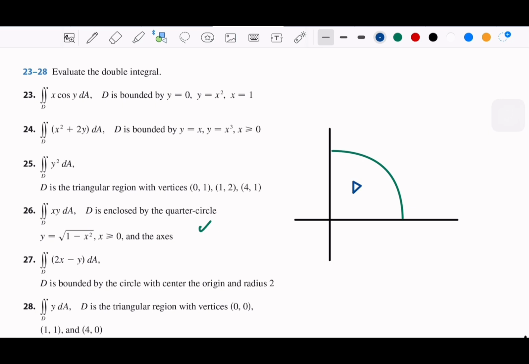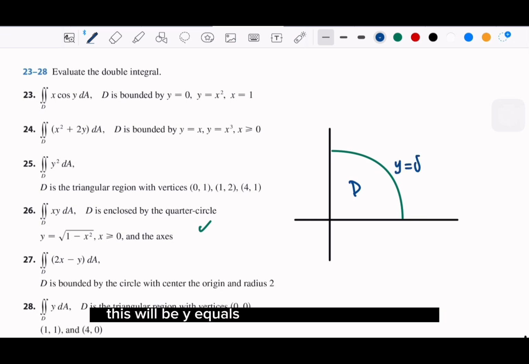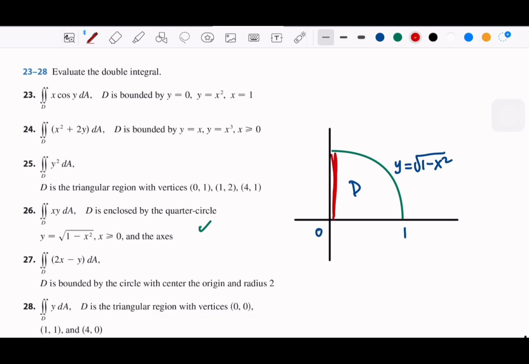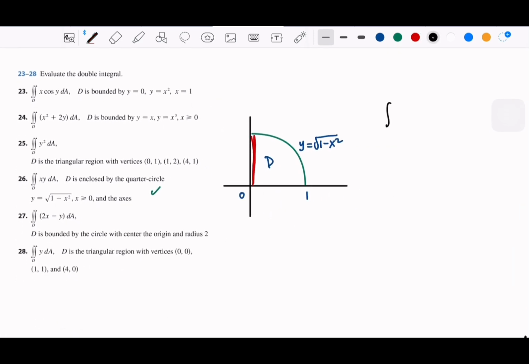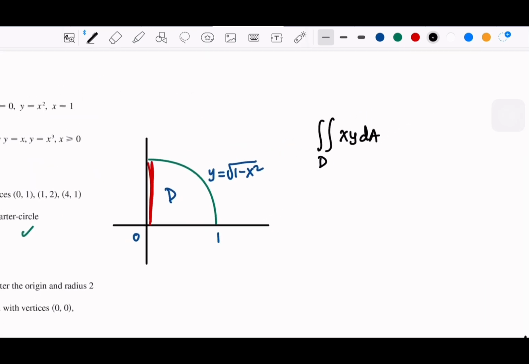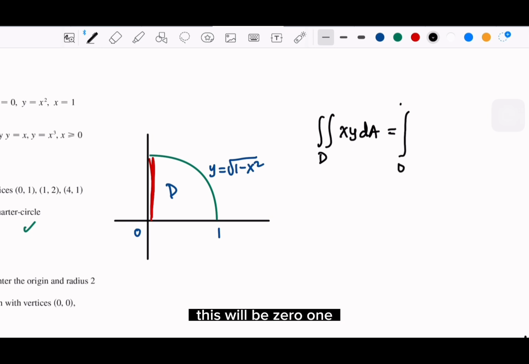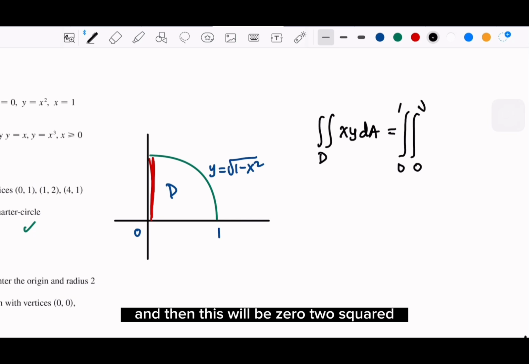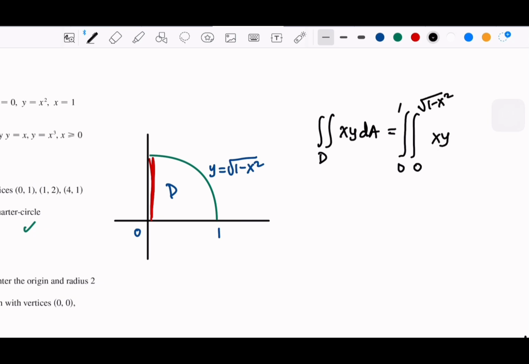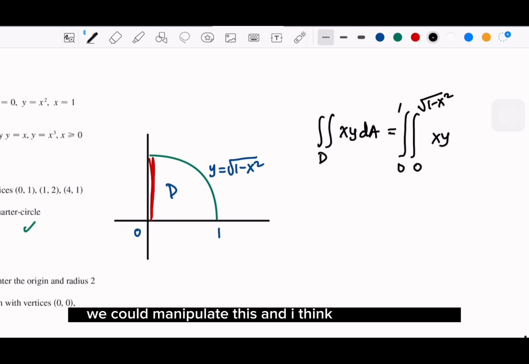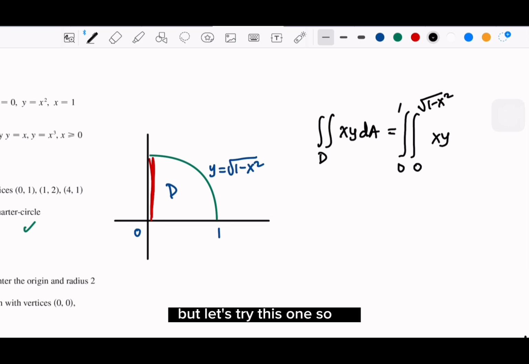So this will be D. This will be y equals the square root of 1 minus x squared. I think I will just keep x as a constant. So we are going to see this part here, that is our perspective. We are going to take the integral of x y dA. This will be from 0 to 1, and then this will be from 0 to the square root of 1 minus x squared. You will see that later, we could manipulate this and it's probably easier, but let's try this one for a second. So x y dy dx.